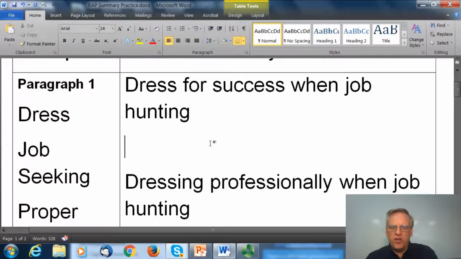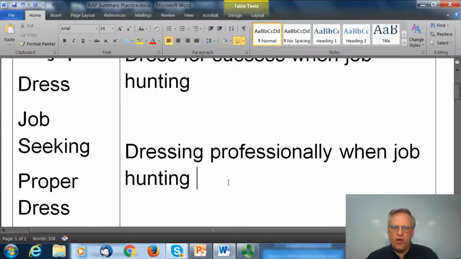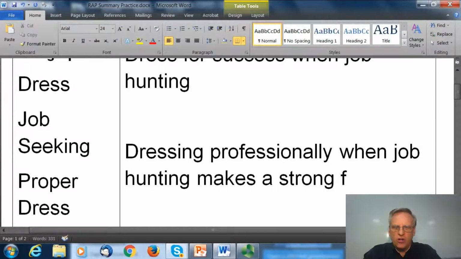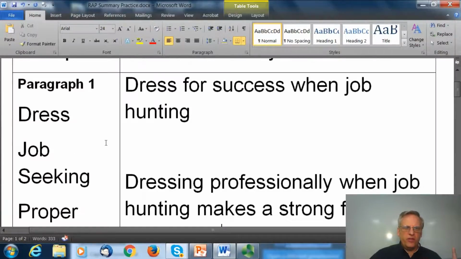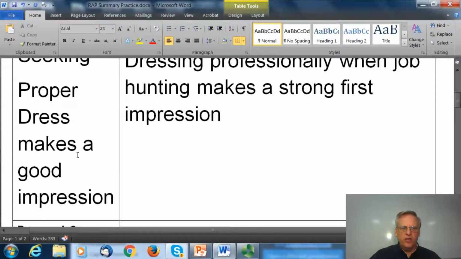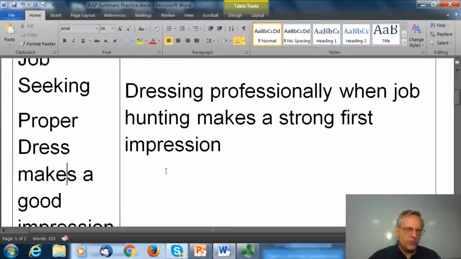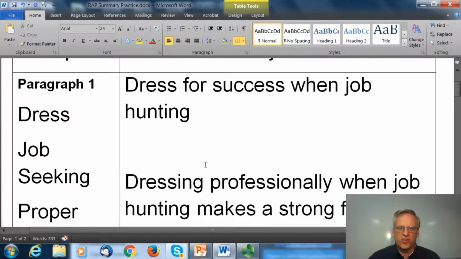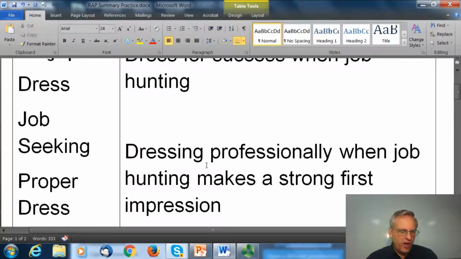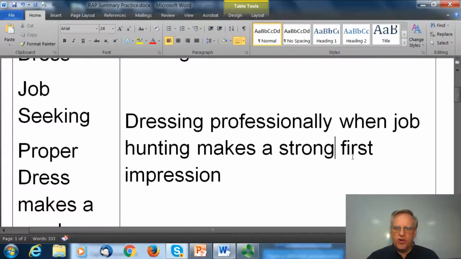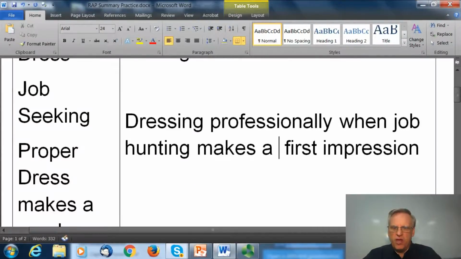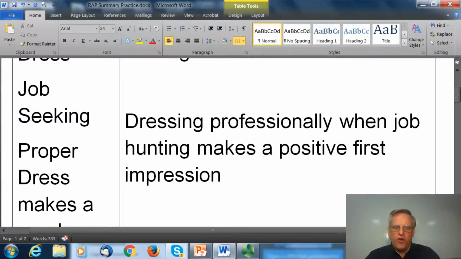So we're going to say dressing professionally when job hunting makes a strong first impression. So does that get everything? Dress, job seeking, making a good first impression. I'd have, again, students talk at their tables, get feedback, have them decide whether this is a great summary sentence or not. And let's see, I might even change this from strong to maybe, because what does that mean? Maybe makes a positive first impression. I like that a little bit better.